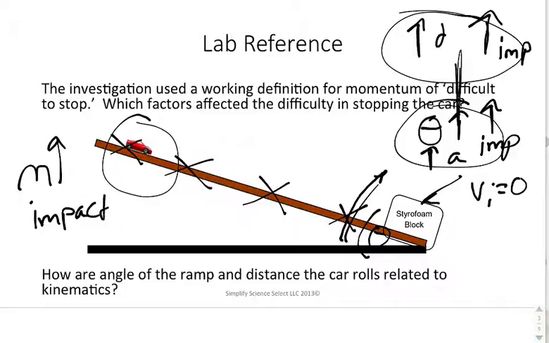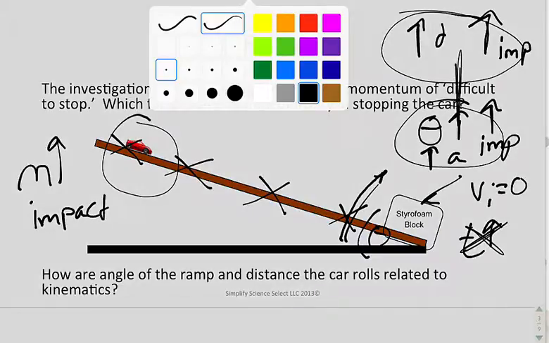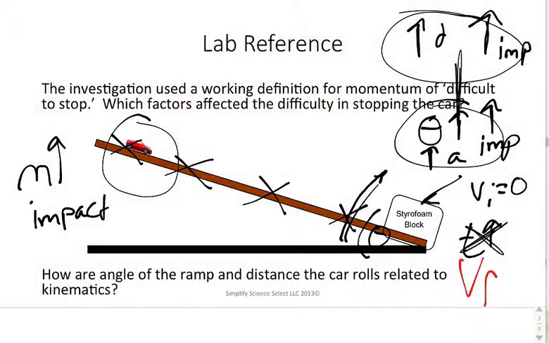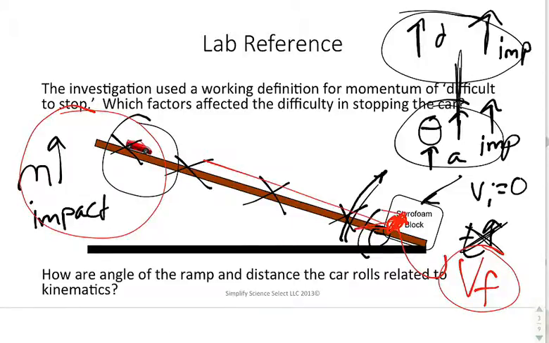So really what you're doing here is two things. You're increasing the time the car rolls along the track, which is not particularly useful, and you're also increasing, and this is the key one, the final velocity. So you're increasing the velocity as it strikes the styrofoam block. So really we're doing two things here. One is increasing the mass, which increases the impact, and the other is increasing the velocity at which it strikes the styrofoam block, which also increases the impact.